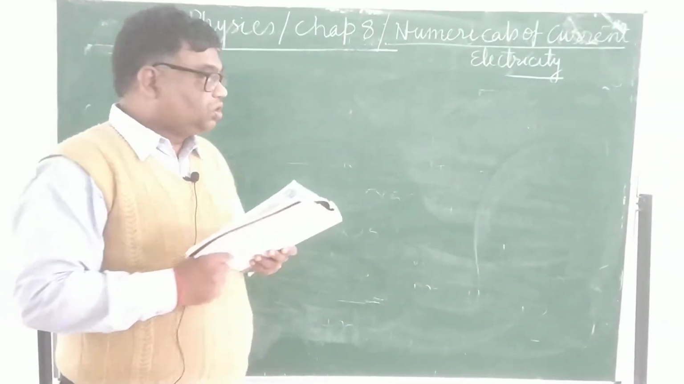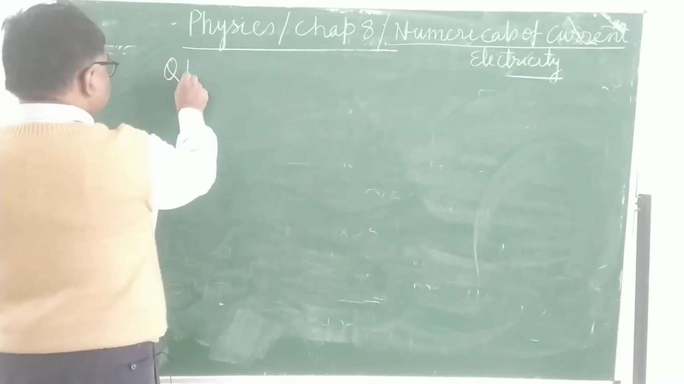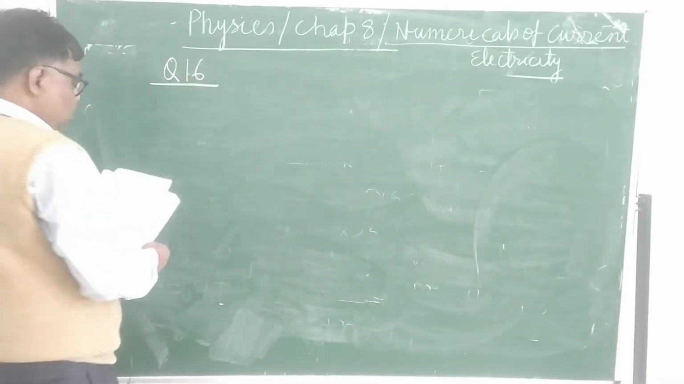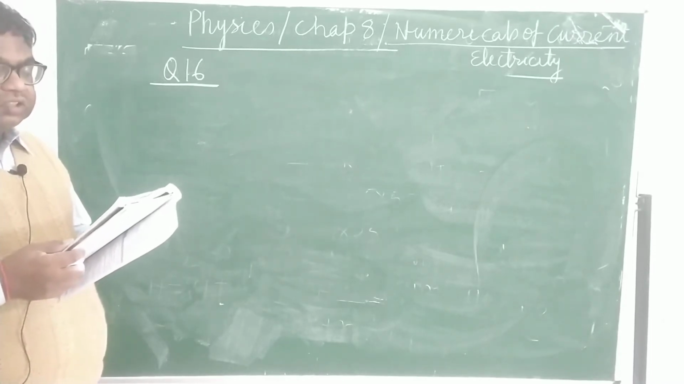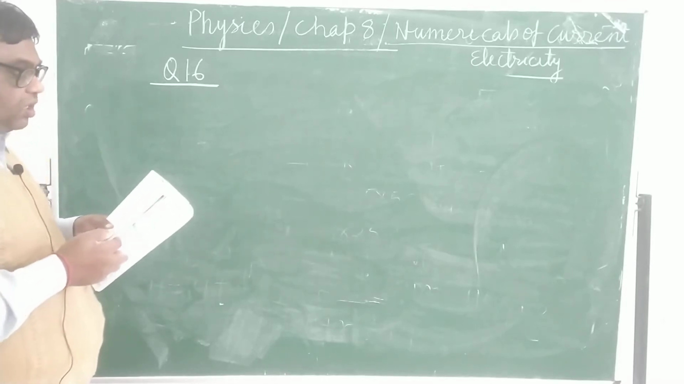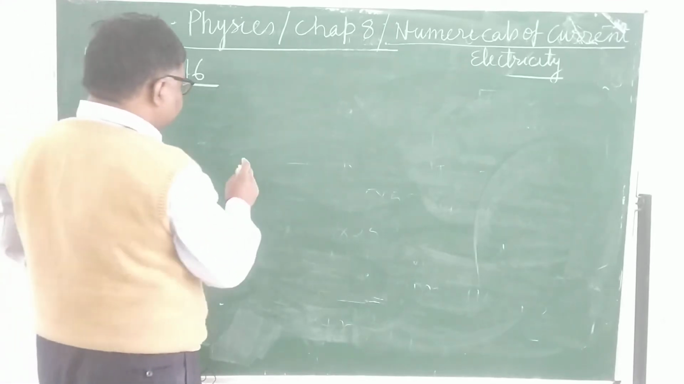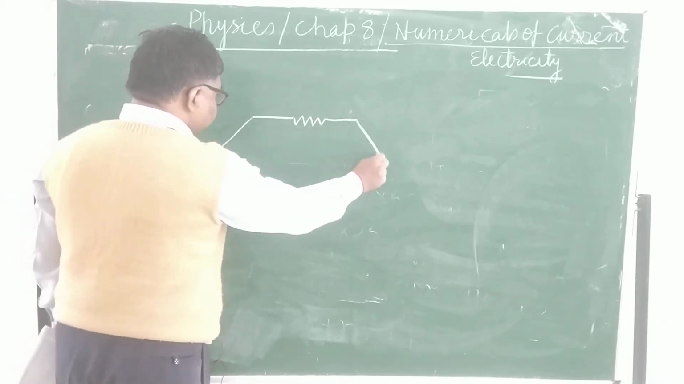Now you see question number 16. Two resistors A and B of resistances 4 ohm and 6 ohm are connected in parallel. The combination is connected across a 6-volt battery of negligible internal resistance. First you make the diagram.